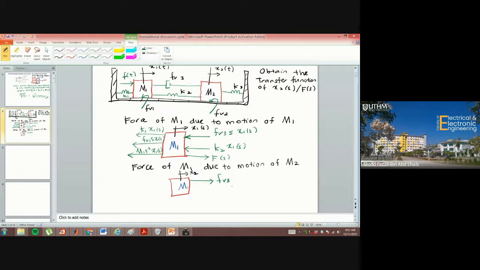FV3 times S times what? This is very important. Because it's motion of M2, we need to times with X2, okay? The direction of X2. M2 direction is X2, right? That's why FV3 times S times X2. Some more, we have K2, right? K2 times X2 S, right?